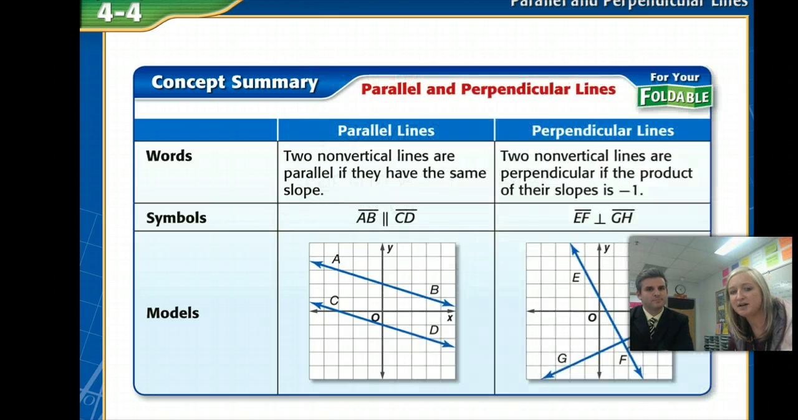Before we get started, let's go through the concept summary of parallel and perpendicular lines. A couple visuals for you. Parallel lines will never ever intersect, and they are parallel if they have the same slope. Perpendicular lines cross at 90 degrees, and two non-vertical lines are perpendicular if the product of their slopes is -1, also known as opposite reciprocal.